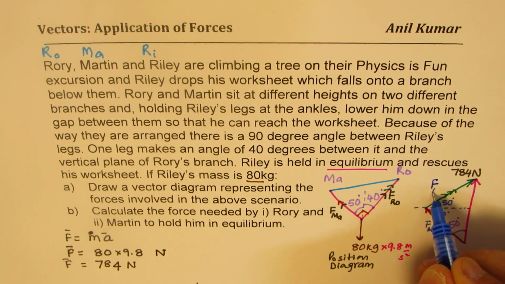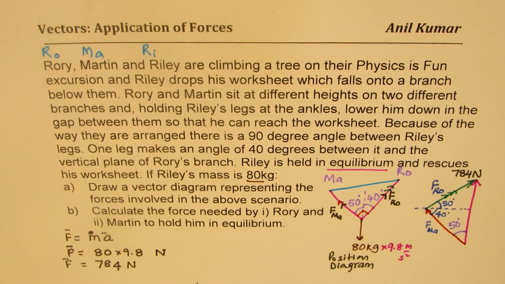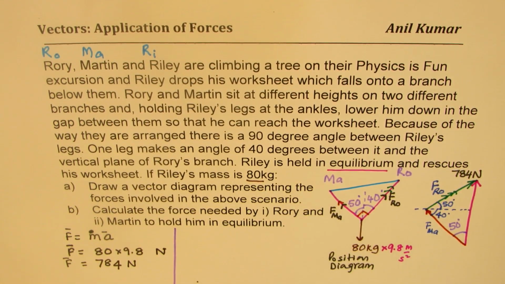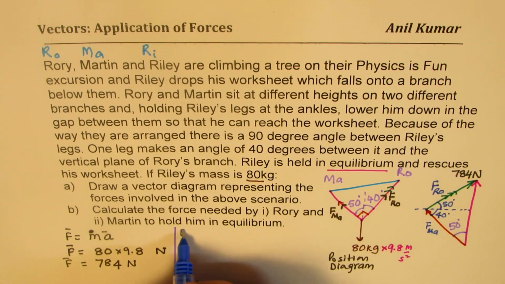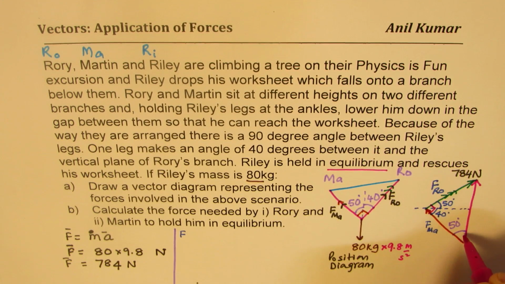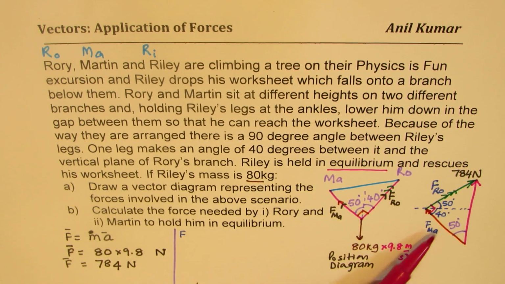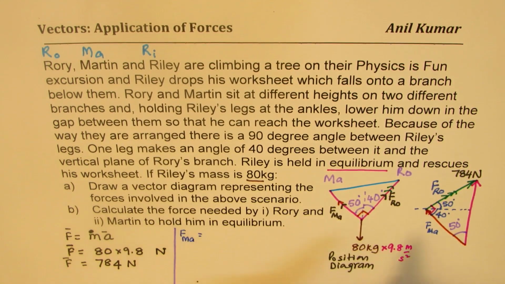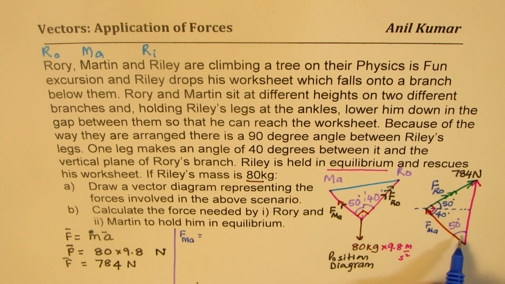So we have this as force due to Rory. You can actually solve this triangle to find both the forces. Clear? So let's do it. So from here we get force. Now if you look at this triangle, that becomes 90 degrees, correct? Let me just say this is 90 degrees for you. That's the hypotenuse, correct? This is the adjacent side, right? So what do we have? Force exerted by Martin will be 784, this force, times cos of 50 degrees, correct?